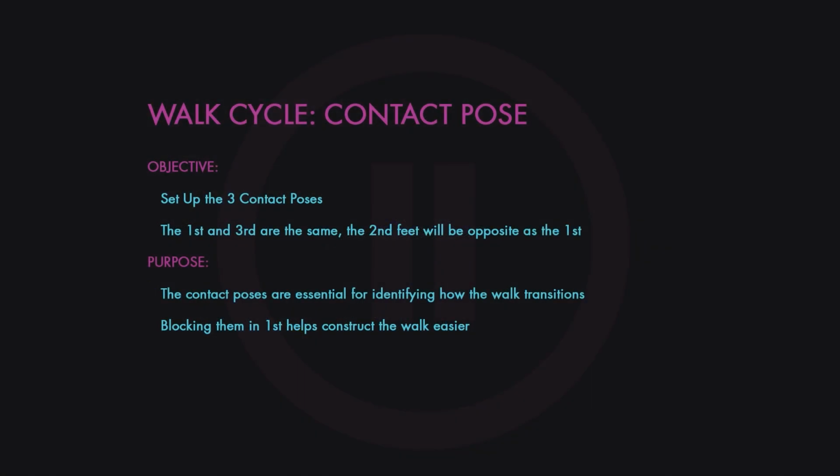So as a challenge, what I want you to do is go ahead and set up that first contact to contact pose. You're going to have 3 poses, the first contact, then the second contact is going to be the foot going the opposite way, and then finally you're going to copy the first contact over. Then, if you haven't done so already, do a save as and just save out another iteration. So that way, if you have any mistakes, you can come back and edit them.